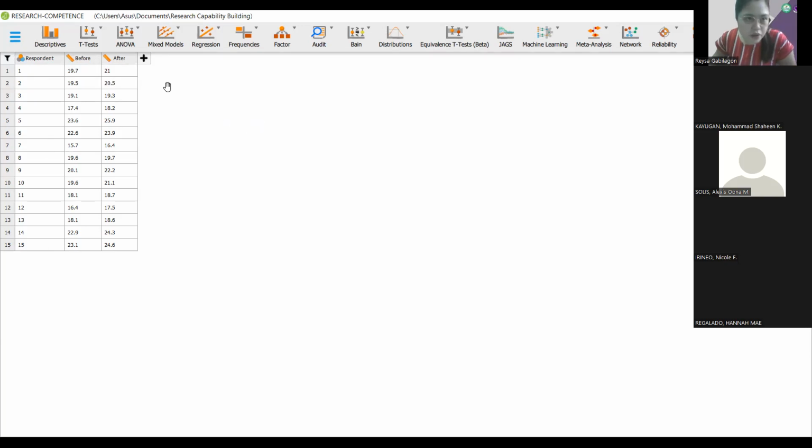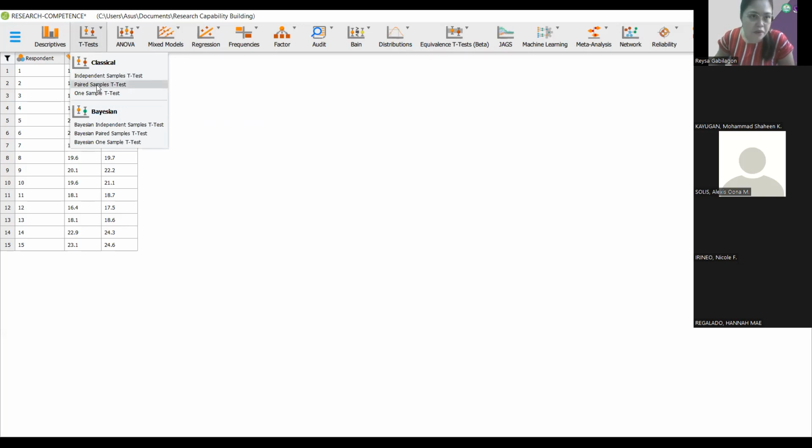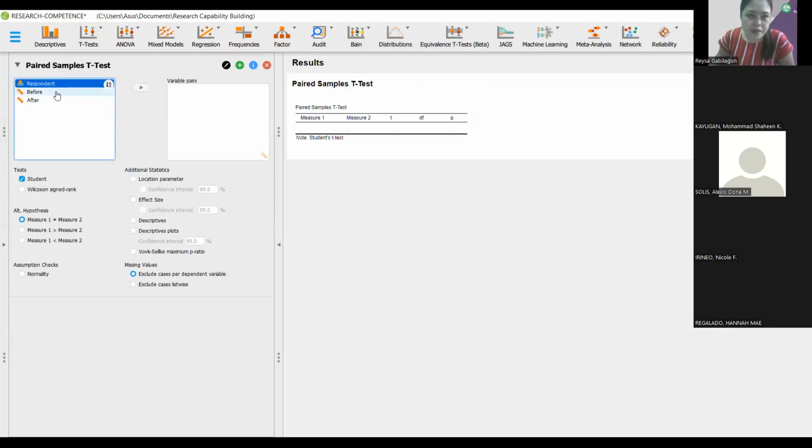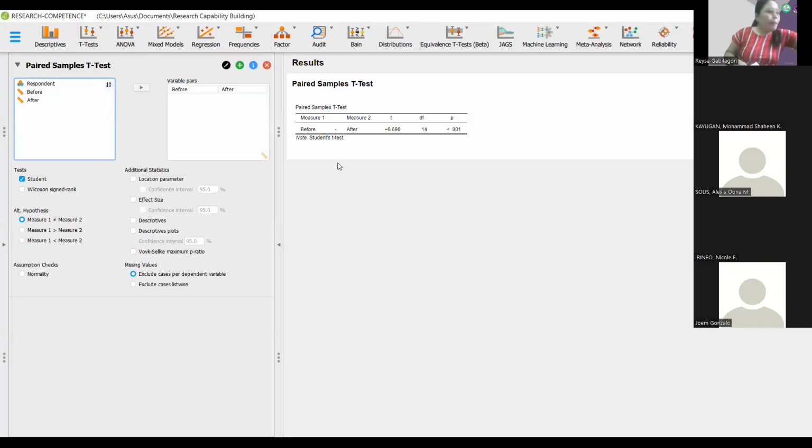Okay? So again, we are doing paired t-test here. So saan nga natin makikita? Here sa taas, t-test. And then click paired samples t-test. And then, hindi natin kailangan si respondents kasi that is just for identification. What should we transfer? The before na score and the after na score. Okay? Before and after. So kung nakikita nyo, naka-pair talaga. Kaya nga tinatawag na paired t-test. Okay? Compare sila and then it will automatically give you the table.